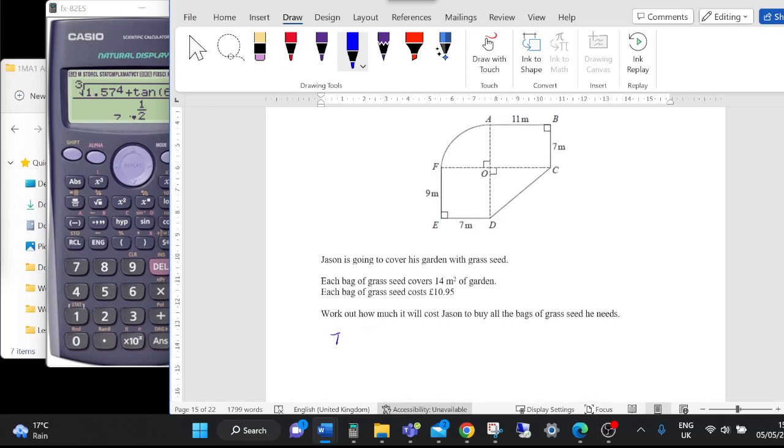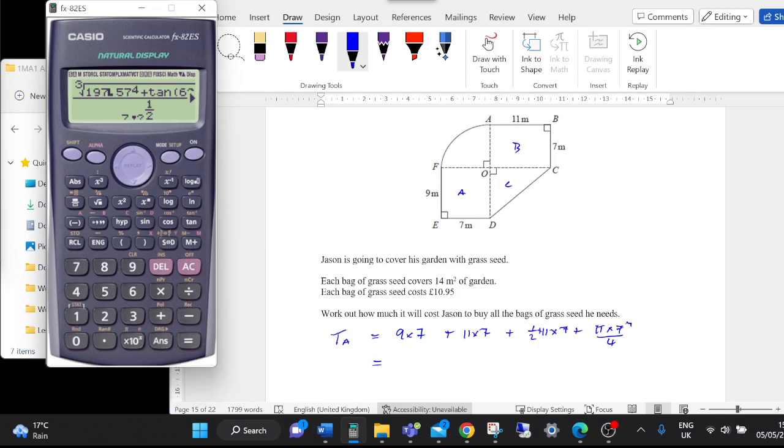So I'll do it as one sum. The total area is going to be 9 times 7, that would be the area of that one, plus the area of that one, which would be 11 times 7, plus the area of that one, which would be a triangle, a half of 11 times 7, plus the area of a quarter of a circle, so it's pi times 7 squared divided by 4. So that should give me the total area of the garden.